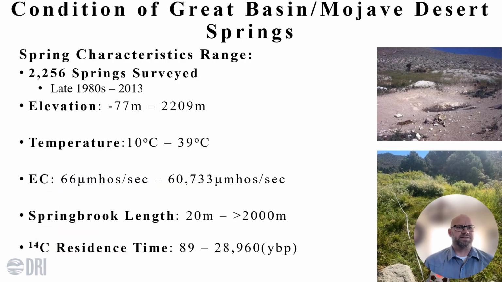So here we have a breakdown of the spring characteristics for the 2,256 springs that were surveyed. We have a large range concerning elevation, from minus 77 meters in Death Valley all the way up to 2,209 meters. Temperature ranges from 10 degrees Celsius all the way up to 39 degrees Celsius. EC from 66 to well over 60,000. Spring brook length from small springs of only 20 meters to well over 2,000 meters. And then carbon-14 residence time from 89 years to over 28,000 years.